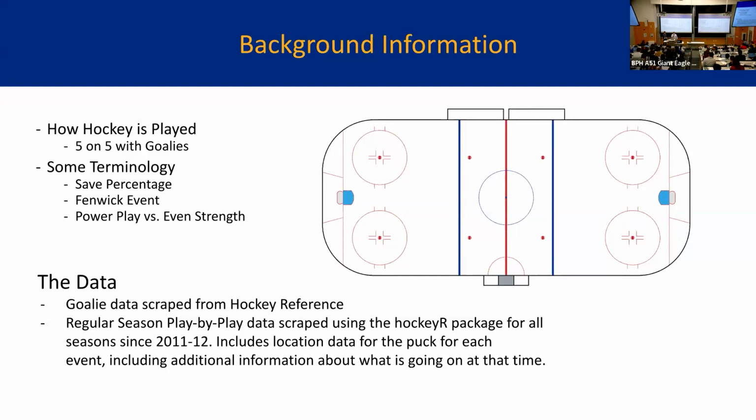And then power play versus even strength. A power play is when one team has more skaters on the ice than the other team due to a penalty being taken. Even strength is when they both have the same amount of skaters on the ice.